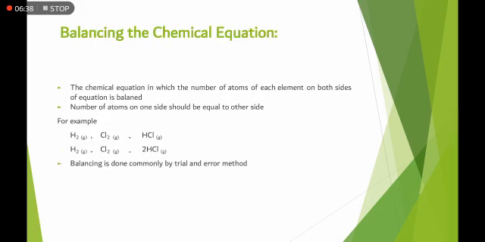Balancing the chemical equation. A chemical equation is not right until we balance it, because molecules or atoms are not destroyed or added. They only change their arrangement. It changes from one arrangement to another. So both sides of the chemical equation should be equal.